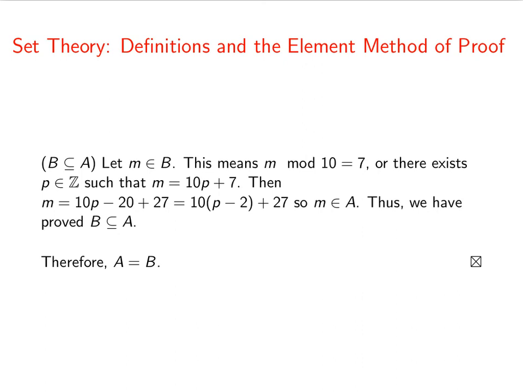And our final statement then, since we have proved the subset relationship in both directions, we can conclude that A is equal to B. Okay, that's all for now.